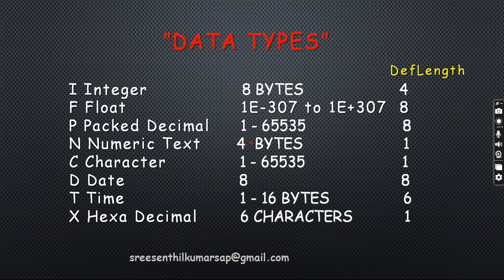So, data types, we have 8 data types: integer, float, packed decimal, numeric text, character, date, time, hexadecimal. The default length of integer is 4 characters. Same like that, float 8 characters, packed decimal 8 characters, numeric text 1 character. Here I specified the default length for each and every data type.